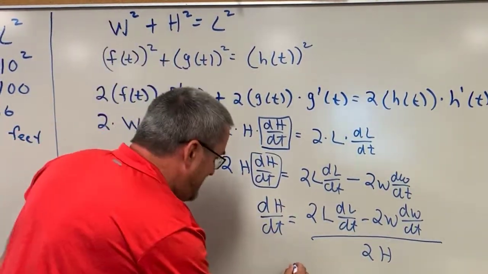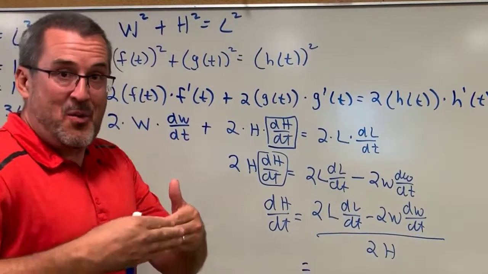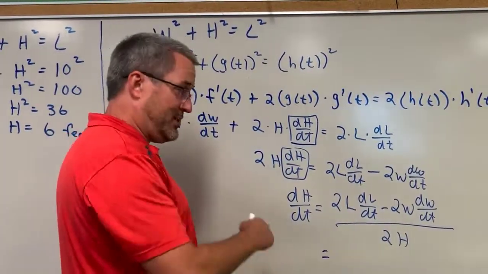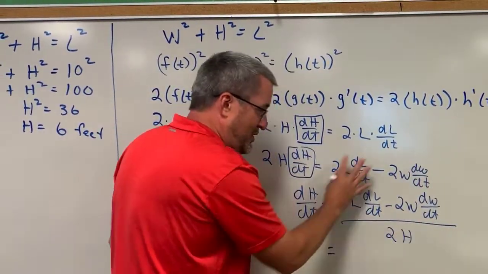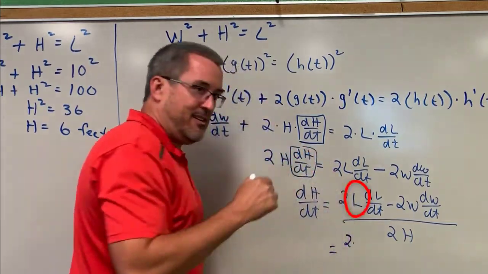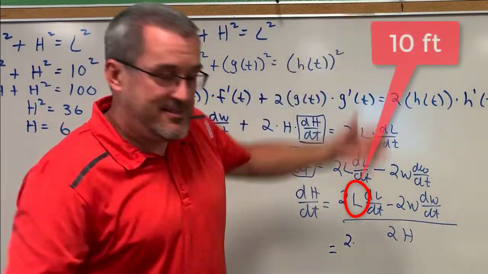But in the problem I asked you to solve, the moment was when the distance from the wall was exactly 8 feet. So let's now just determine all of these quantities at that moment in time. So 2 times L. Remember, L is the length of the ladder, 10 feet.